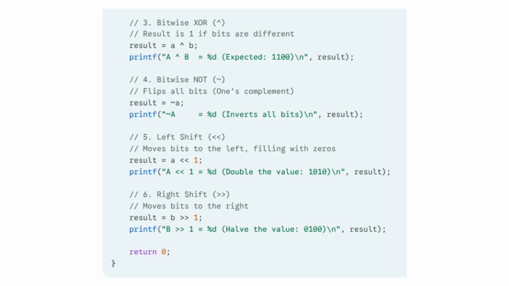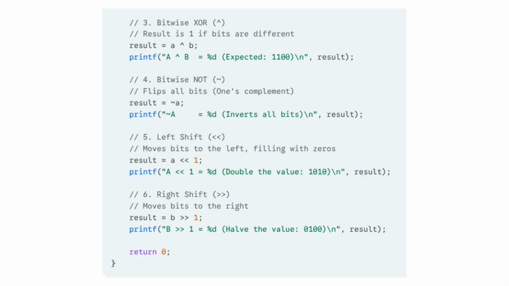All right, now let's continue with the remaining bitwise operators in this program. We've already covered AND and OR, so now let's look at 4 more: XOR, NOT, left shift, and right shift. First, look at the bitwise XOR operator, written as a caret symbol, ^. Read the comment: result is 1 if bits are different. So XOR is kind of the opposite of AND in a way.